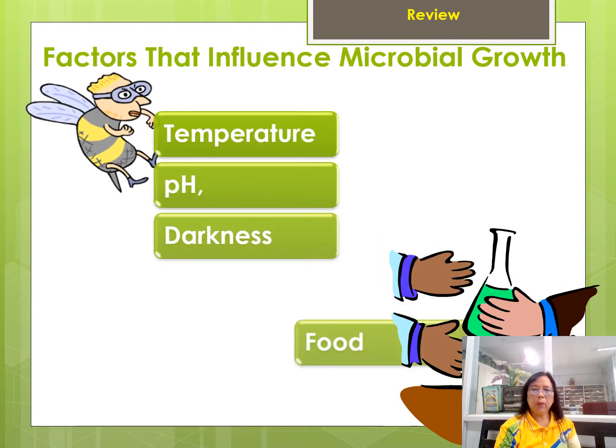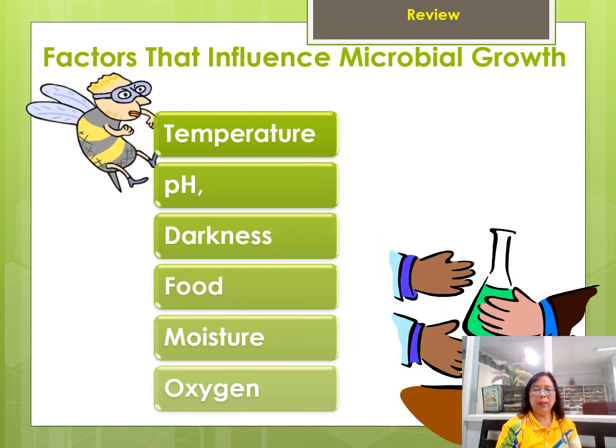Okay, again, still a review. We have discussed before the things that are needed by microorganisms in order to grow. You have the temperature, the pH, and also the intensity of light, and then the nutrients or the food present, and then moisture or water availability, and then oxygen.